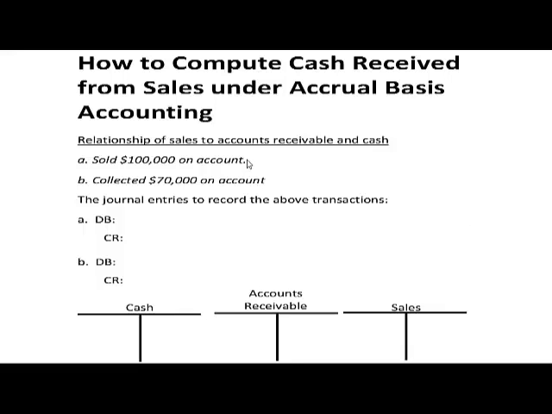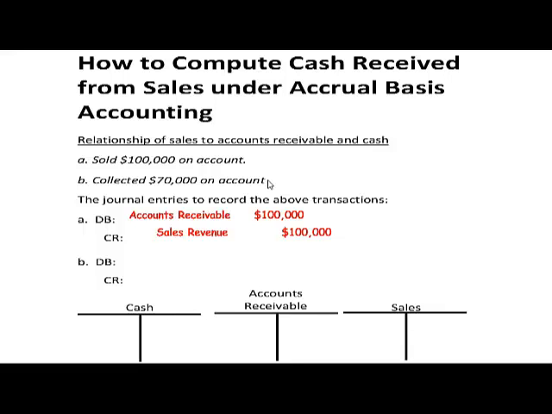Let's take a look at transaction A. We sold $100,000 of either a service or merchandise on account. We sold that on credit. Somebody's promising to pay us at a later date. So the journal entry to record that $100,000 would be a debit to accounts receivable, $100,000, and a credit to sales revenue for $100,000.